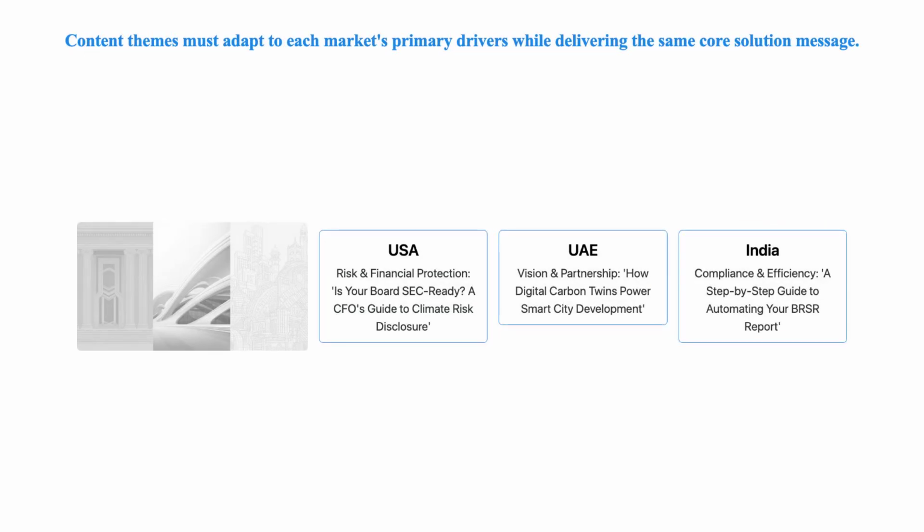Content themes must adapt to each market's unique drivers. For the USA, emphasize risk and financial protection. Is your board SEC ready? A CFO's guide to climate risk disclosure, or how carbon tracking software protects against regulatory penalties. Your content should help prospects understand compliance timelines, avoid enforcement actions, and satisfy investor ESG requirements. Include case studies of companies that successfully navigated SEC disclosure requirements.